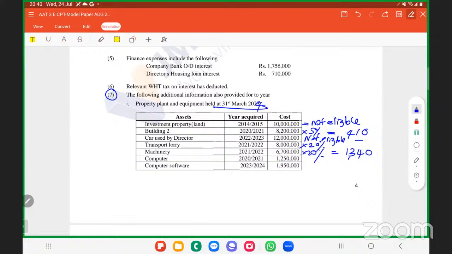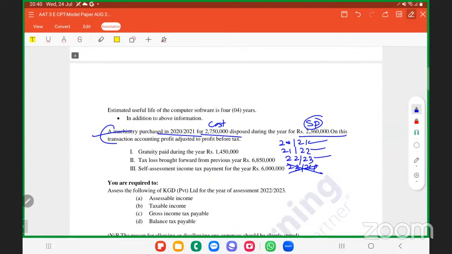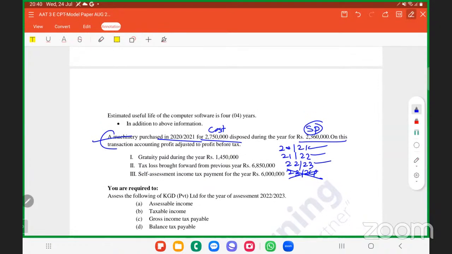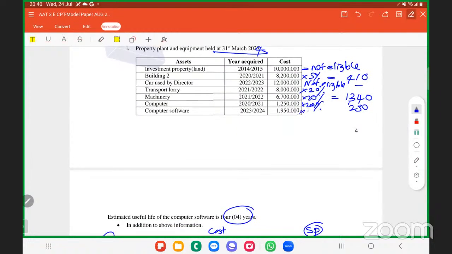In the next one, computers, you know that same rate, 20%, 250. Last one, computer software. We have to check whether they have given the economic useful lifetime. Yes, they have given 4 years. Then they can divide 4 multiplied by 25%.